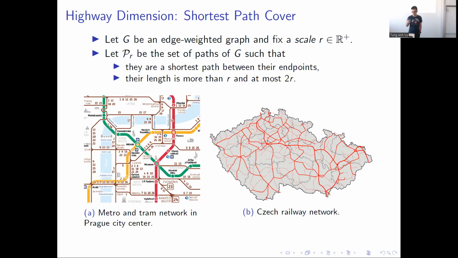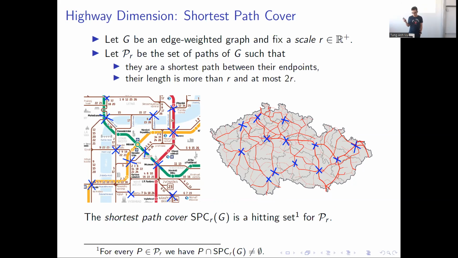So this is like the set of shortest paths. And what is the shortest path cover? The shortest path cover is simply a hitting set for this set of shortest paths. Okay. So to recap, I have my graph. I zoom into it and now I collect some shortest paths which still fit in this map. And now I make a hitting set. And that's my shortest path cover.